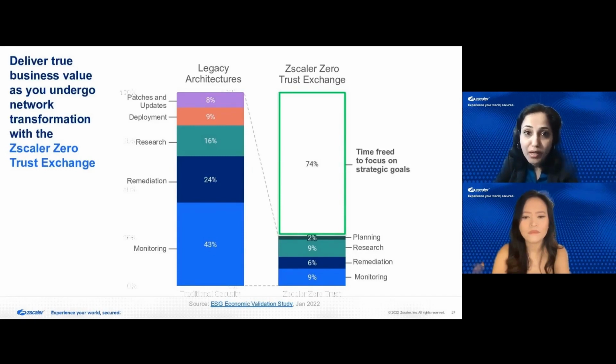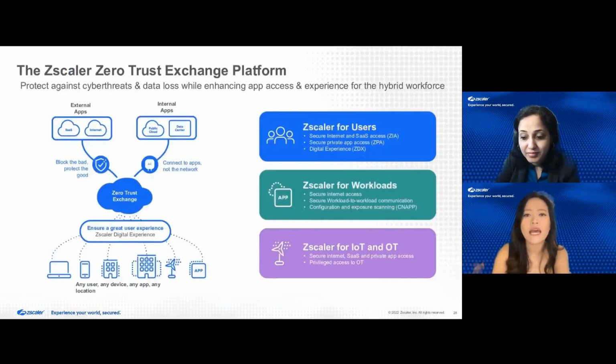The amount of time and effort taken to actually do the planning, research, remediation, and monitoring is going to be a whole lot less when compared to legacy architectures. And I know this isn't on this particular slide, but the ESG report that we're quoting here showed that our customers had a 90% reduction of appliances. So yes, you're saving time, but you're also saving the cost of appliances. Yeah. And moving to renewable energy with the Zscaler cloud.